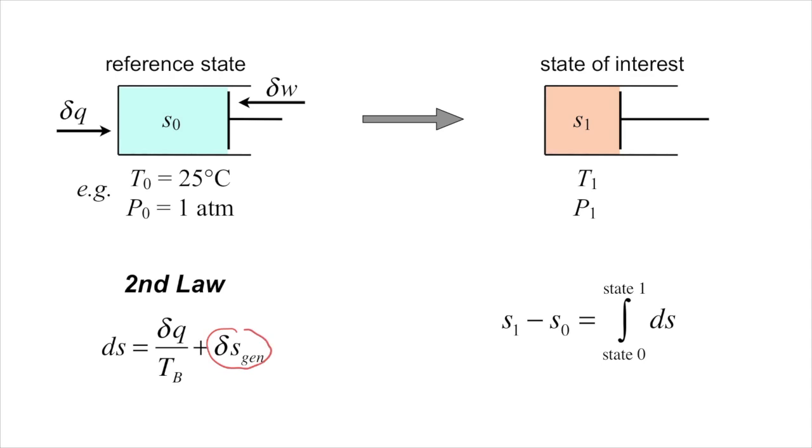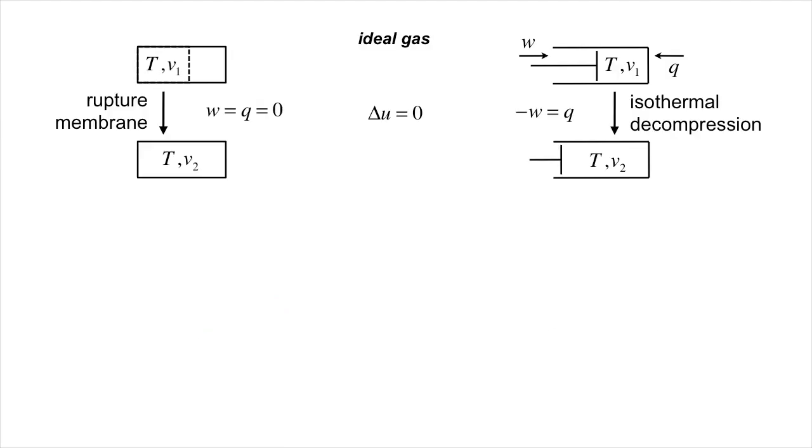Is it possible to measure this generated entropy? This finally gets to the heart of our problem. To see this, let's take a look at an example you've already thought a little bit about on one of the problem sets. In this problem, you compared the isothermal expansion of an ideal gas via two different paths. In the path shown on the left, the gas is initially constrained to have volume V1 by a membrane. Upon rupturing the membrane, the gas spreads out into a larger volume V2.